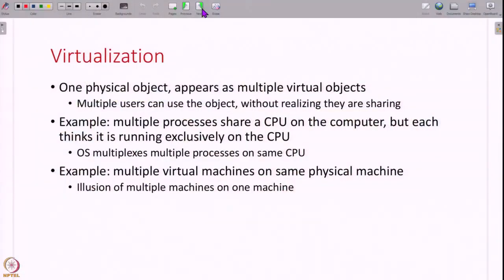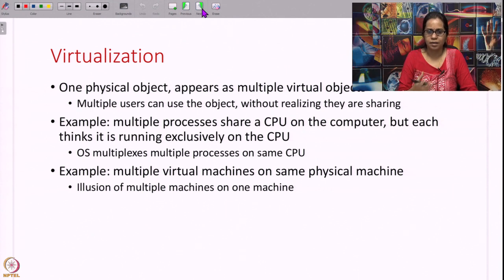So, an example of this is, on your computer, there are typically multiple programs running, right? Programs are also called processes. We will understand what the word process means later, but there are multiple programs running on a CPU, and each program is just thinking that it is running exclusively on the CPU. You might have a computer game running, a web browser running, a movie streaming, all of these are running on the CPU, but each of them is not aware that the other processes are there.